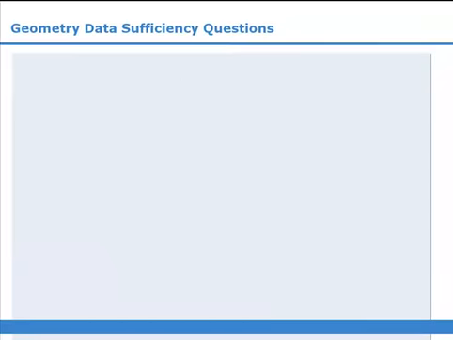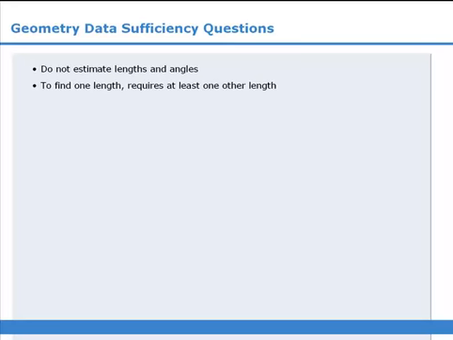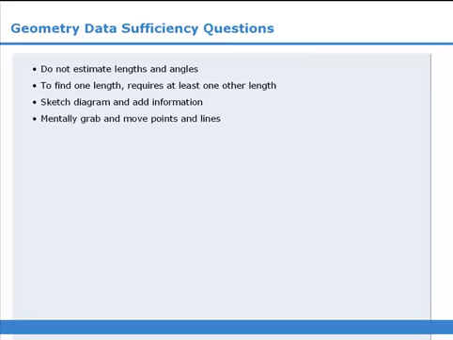So in this lesson, we learned some tips for tackling data sufficiency questions involving geometric shapes. First, do not estimate lengths and angles. Second, to find one length, you must be given at least one other length. Third, sketch the diagram on your scrap paper and add information to it. And fourth, mentally grab points and lines on the diagram and try to move them without breaking any of the restrictions you have been given.